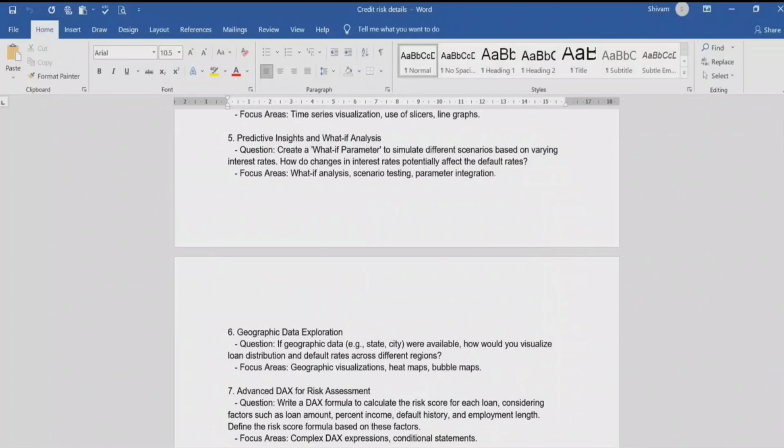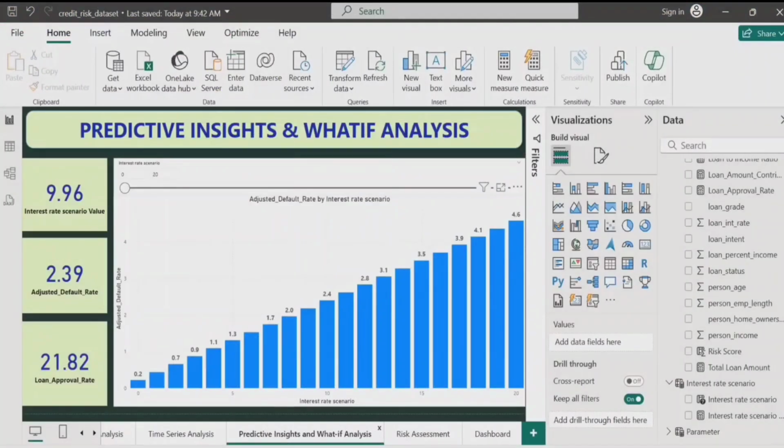Our next question is predictive insight, and we have this bar chart where interest rate scenario is on the x-axis and default rate is on the y-axis. We can clearly see from this chart that if the interest rate is increasing, then the default rate is also increasing. If we decrease the interest rate, then the default rate will also decrease.